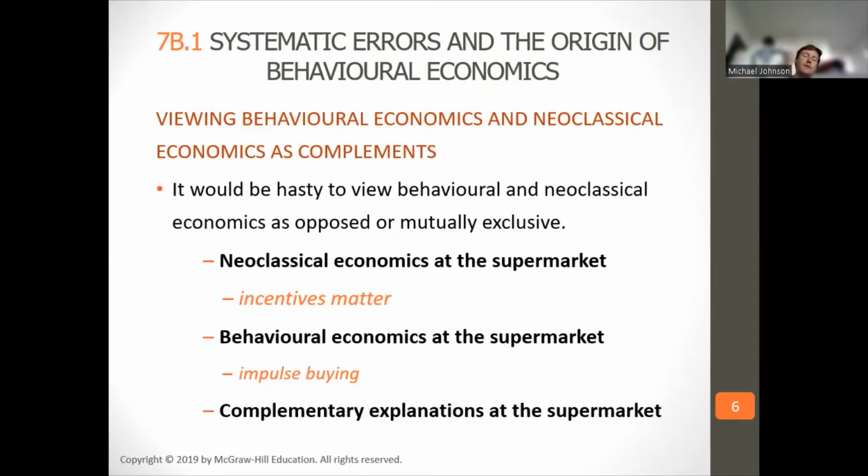So what you have to do is use neoclassical economics in some cases and use behavioral economics in other cases, and then use them together. If you just had neoclassical economics for everything, you'd be missing out on a lot of things. And if you had behavioral economics for everything, you'd be missing out on incentives. So you need to have both, and then use them on a case-by-case basis, and you can use them together if that works best.